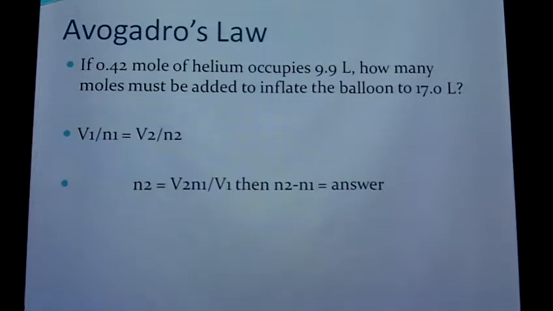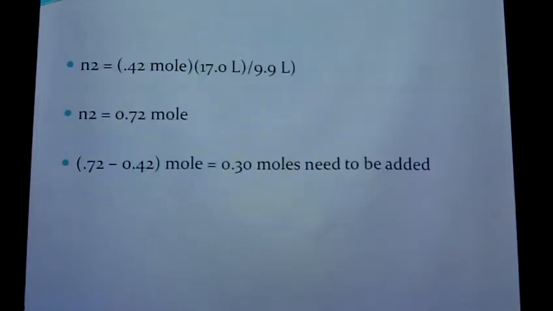Let's use Avogadro's law. V1 over N1 is equal to V2 over N2. So N2 then is equal to V2 times N1 divided by V1. Then our answer will be N2 minus N1. We have N2 is equal to 0.42 moles times 17 liters divided by 9.9 liters.